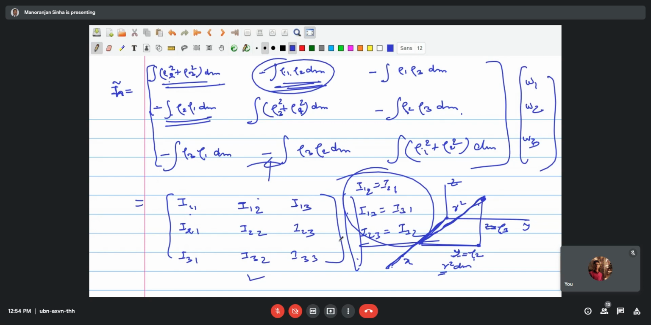Sir, for I11, I22, I33, we can directly see that those are the moments of inertia with respect to x, y, and z axes. But for I12, I13, and I23, what do they physically represent? This is simply called product of inertia. As such, it does not have any physical meaning that way what you are considering.